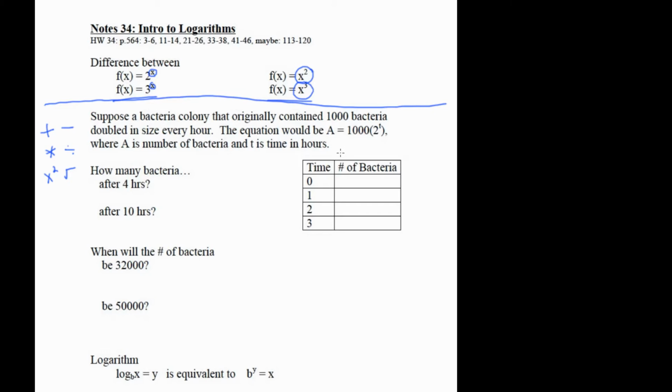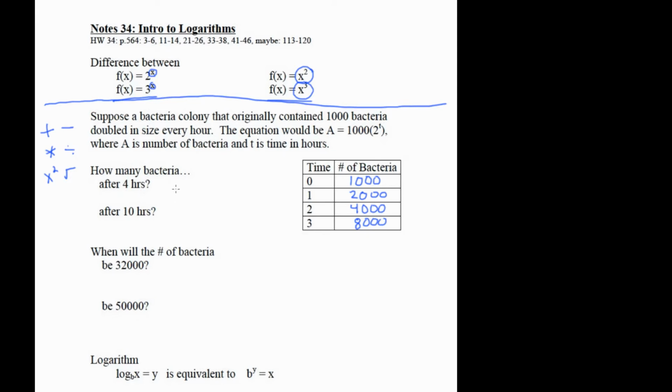So before we get into logs, let's just talk about this situation right here. A bacteria colony originally had 1,000 bacteria. So at time 0, there were 1,000 bacteria. And each hour, it doubled in size. So after 1 hour, there were 2,000, which doubles to 4,000, which doubles to 8,000. So how many bacteria would there be after 4 hours?